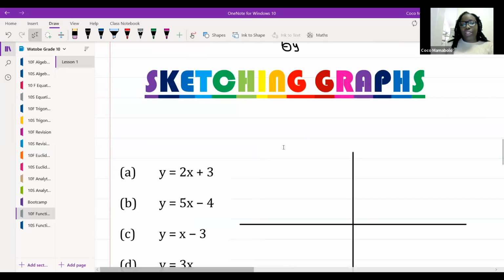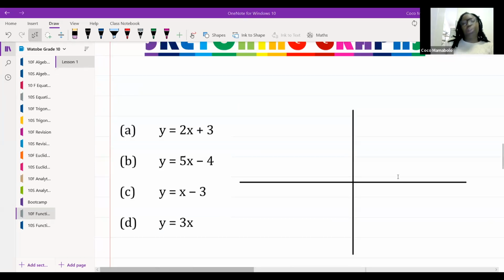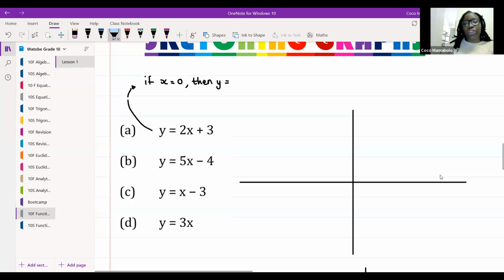Okay, let's do this one over here. Now we've got y is equal to 2x plus 3. Now I'm going to ask you guys for this one. If x is equal to 0, then y is equal to, what is y equal to? Now that means you need to go over here and replace x with 0. What would my y value then be? Good stuff. It's going to equal 3.